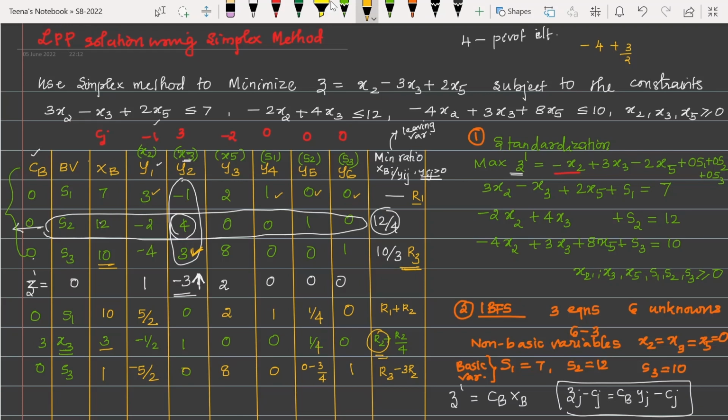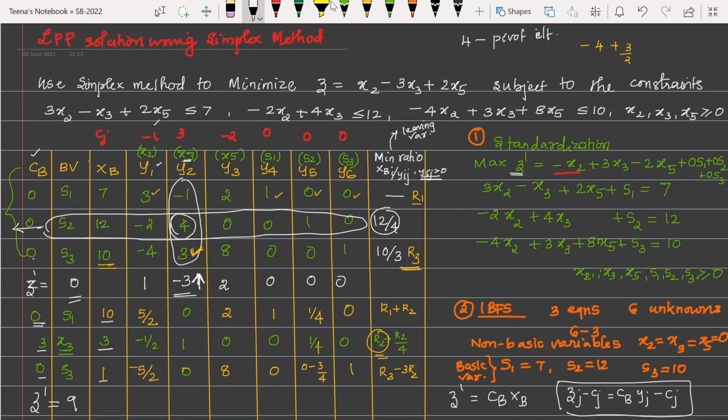So second iteration is partially complete. Now what remains is we have to find the value of the objective function. So Z dash is equal to, now the value of the objective function changes from 0. So 0 into 10 plus 3 into 3 plus 0 into 1. So 3 into 3 equal to 9. So that is the value of the objective function. So you can see that the value of the objective function increased from 0 to 9.